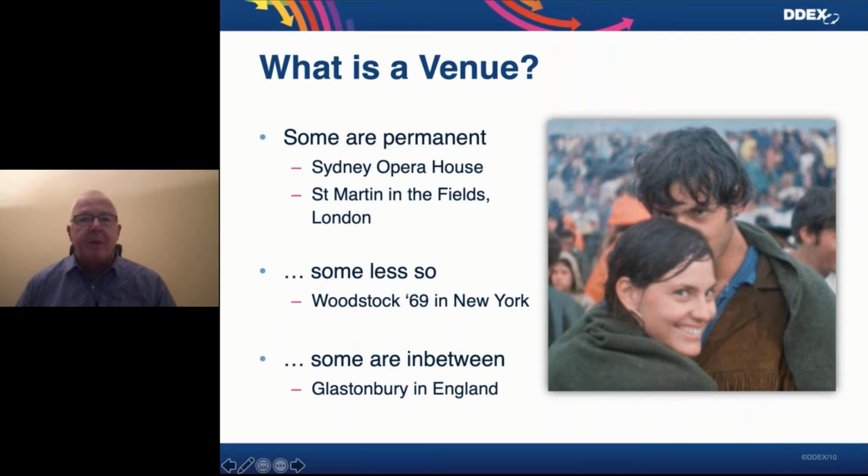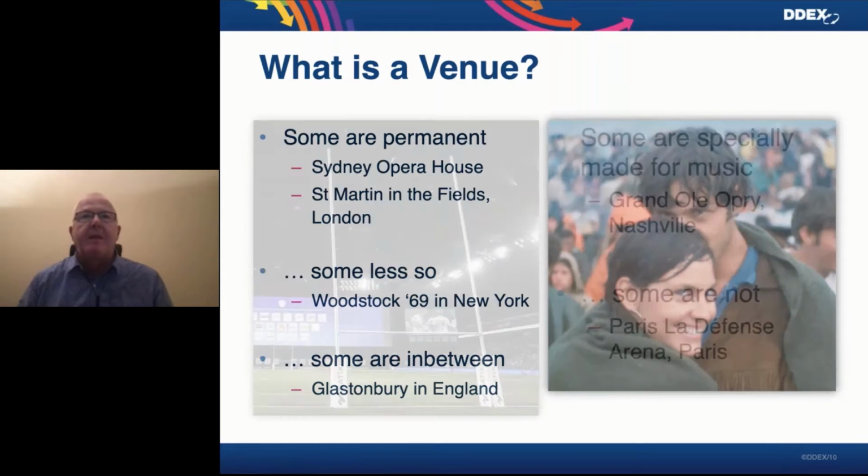Similarly, some venues are permanent. Sydney Opera House, you're not going to move that anywhere quickly. St Martin's in the Fields Church in Trafalgar Square. Some are much less permanent. So Woodstock, for those who are old enough, Woodstock 69 in New York. And some are sort of in between, because Glastonbury happens every year, but for the rest of the time, it's a farm. So clearly it's not a permanent venue in that sense.